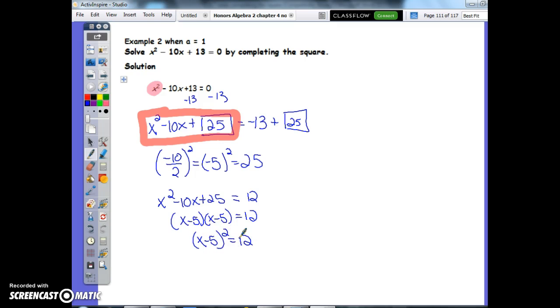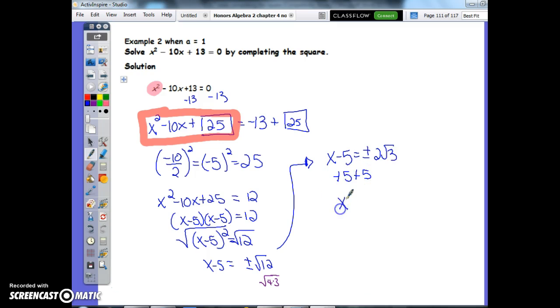Now you're going to have to solve like we did yesterday. You're going to take the square root of both sides. So you're going to get x minus 5 equals plus or minus the square root of 12. Plus or minus the square root of 12 is really 4 times 3, guys. So we're going to simplify this. So come up here. Okay. And you're going to have x minus 5 equals plus or minus 2 square roots of 3. Because the square root of 12 is 2 square roots of 3.